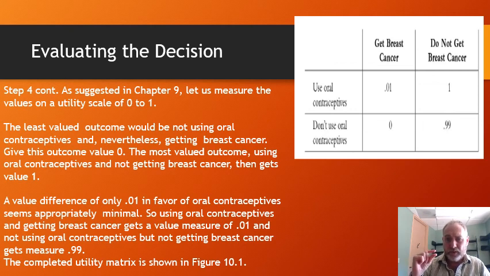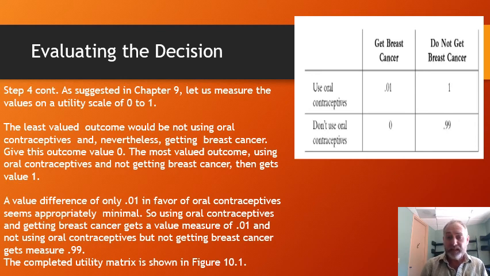assign very little value, or utility, to using the contraceptives, it's still going to turn out that the decision with the highest expected utility is going to be to use them. It might be a surprising outcome. Obviously, if you assigned a higher value, the right decision would still be to use the contraceptives, but we're getting the surprising result that even if you put a very low value on it, it'll turn out the same. Okay, so here's how that works.